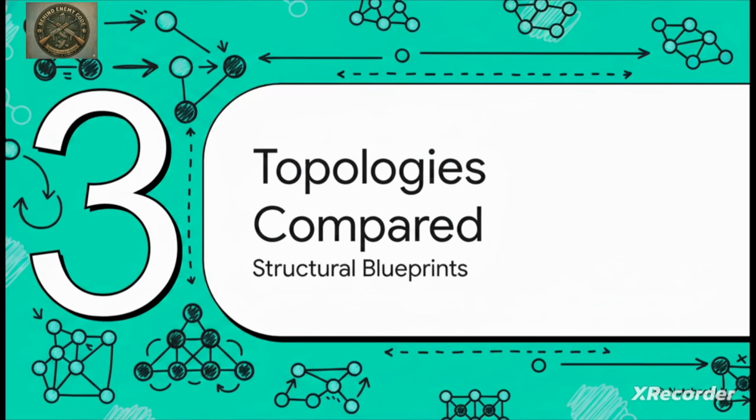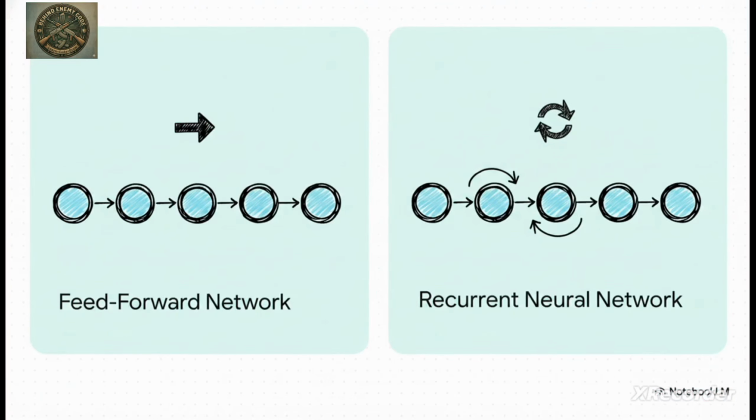Moving right along, Section 3, Topologies Compared, Structural Blueprints. Changing these structural blueprints drastically alters what a neural network is actually capable of doing. Take a standard multi-layer feed-forward network, for instance. It pushes data straight through in one strict, unidirectional path. It's absolutely fantastic for tabular data or general nonlinear classification.